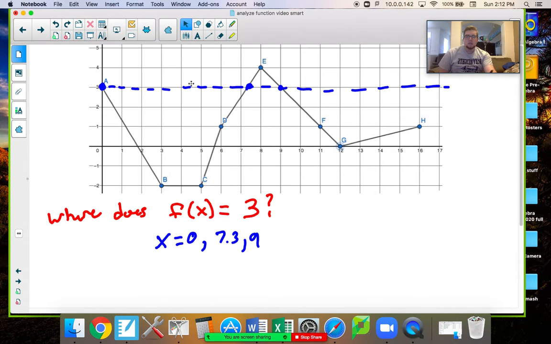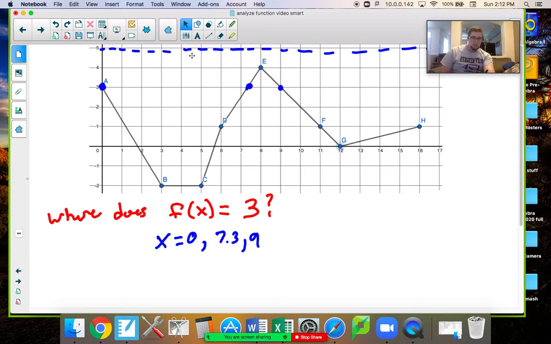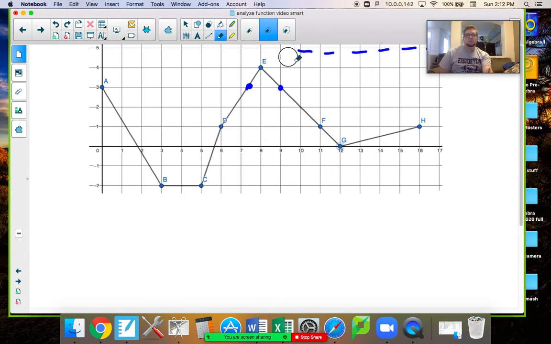I could do this same kind of idea for any one of these numbers. Where does it give me 1? Where does it give me 0? Where does it give me -1? -1.5? What about way up here at 5? This one wouldn't work because nothing crosses up here. Just a few ideas. The last thing I want to practice is finding the slope of all these sections.